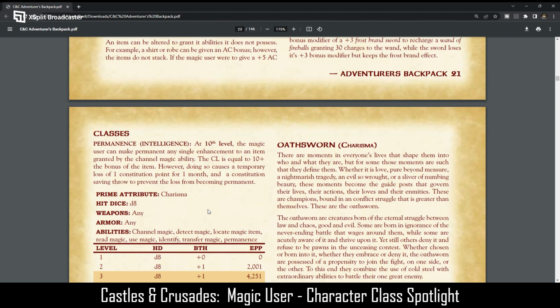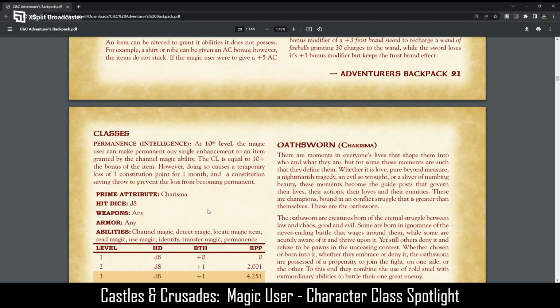So I see because of that. Now, the prime attribute of this class is charisma, and I don't see that connection. That's what I'm talking about. The prime attribute for this character class should have either been intelligence, or because of that last permanence part, I would say constitution is super, super important if you're going to look to create permanent magic items at level 10. So the charisma, I don't see the connection.